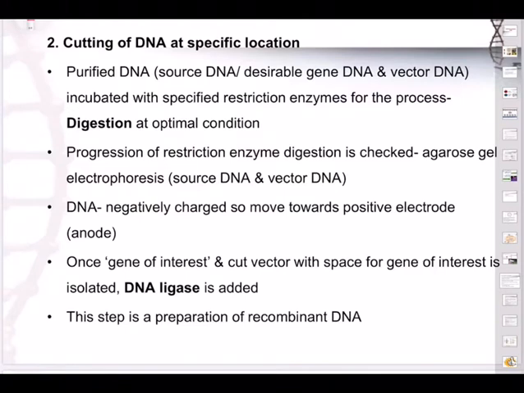So step number 1, purified DNA. We have just now said source DNA, desirable DNA, and vector DNA are incubated with specified restriction enzymes for digestion at optimal condition. Progression of restriction enzyme digestion is checked by agarose gel electrophoresis. We were talking about that in our previous sections. DNA being negatively charged moves towards the positive electrode, the anode. Once the gene of interest and the cut vector with the space for the gene of interest are isolated, DNA ligase is used to add them up. This step is the preparation of rDNA. This is how we prepare rDNA.